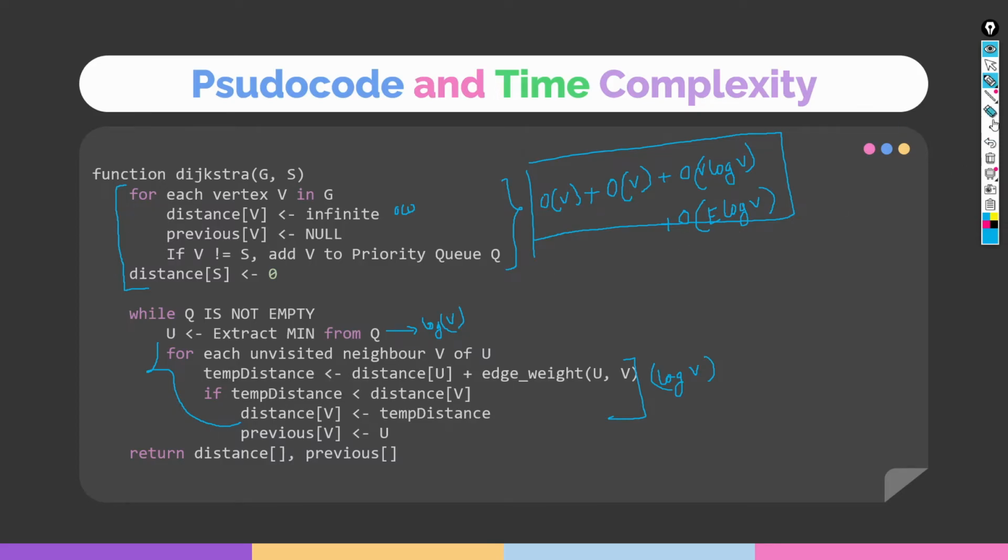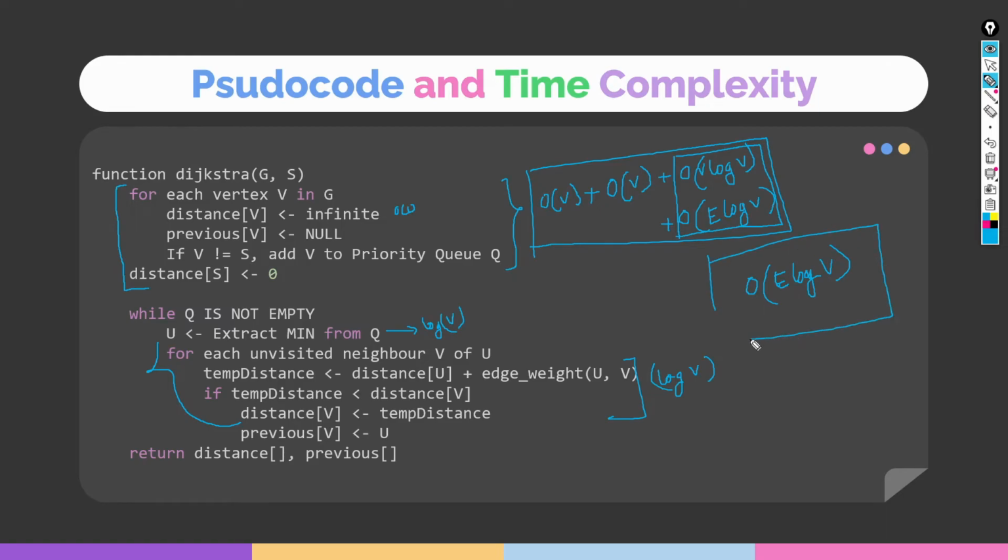Sorry, this is our total time complexity. Now what is the dominant part here? These two are dominant parts, that's correct. Now in any kind of graph, always the edges are more than the vertices, so the main time complexity here is E log V. This is the time complexity of Dijkstra algorithm.